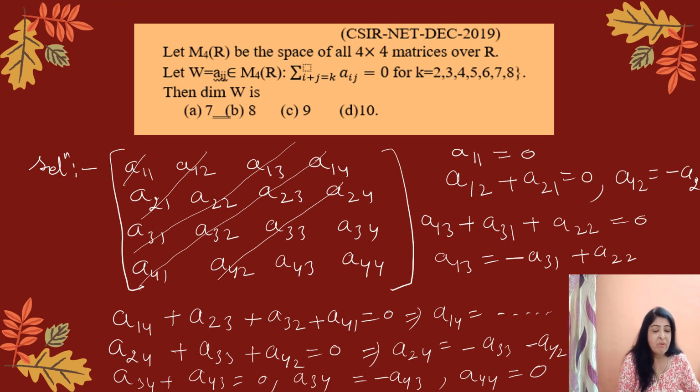So first is A11, then A12 and A21, these are reverse of each other. So 1, 2, and then 3, then 4, then 5, 6, and then 7, 8, then 9, and then 10. So 10 basis elements are there. So dimension of W is 10. So option D is correct. Dimension of W is 10. So D is correct.